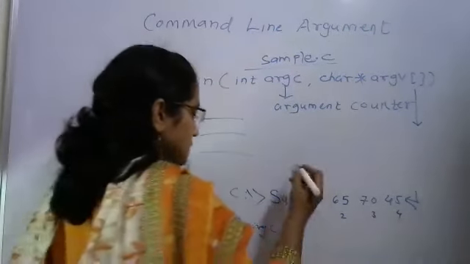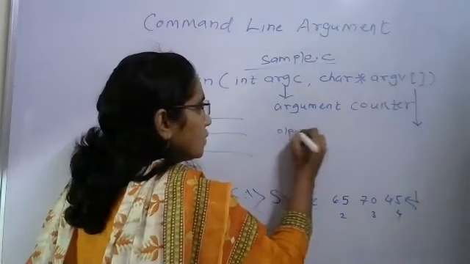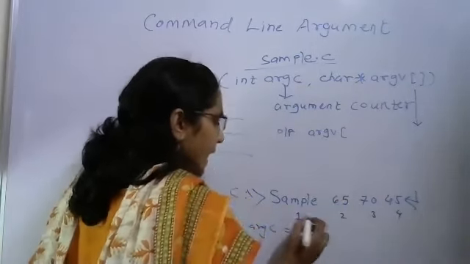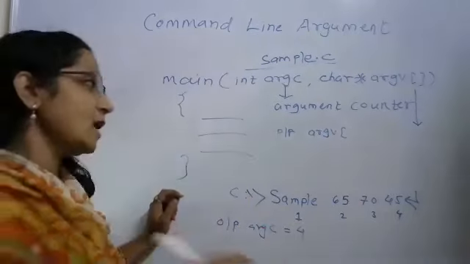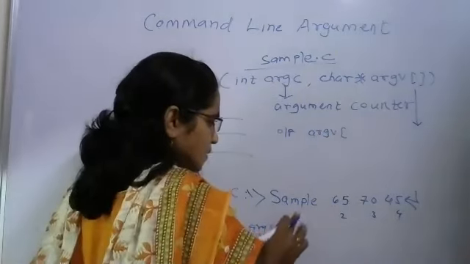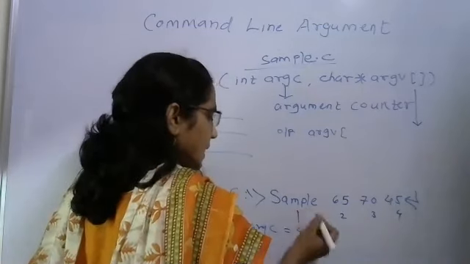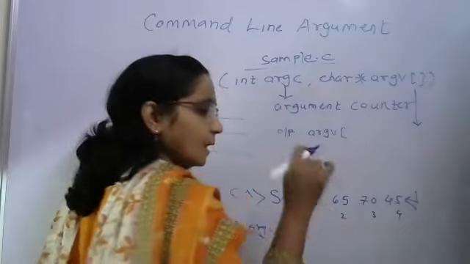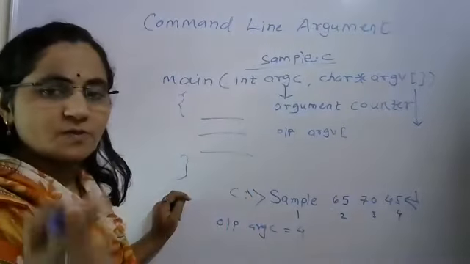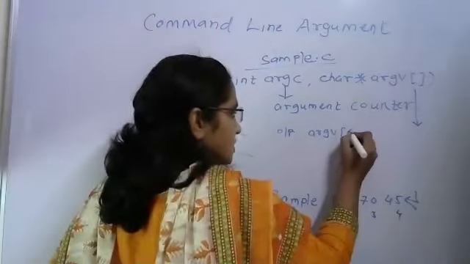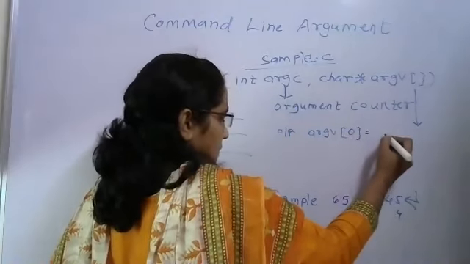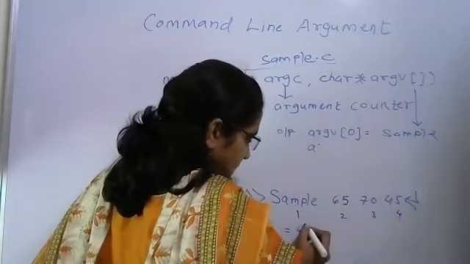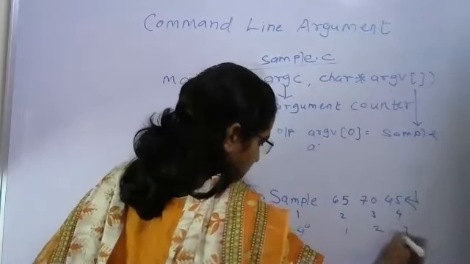So how is it stored? In the output, it will give you ARGV, and as it is an array, it starts from the 0 value. Yes, I counted from 1, 1, 2, 3, 4, but internally in program memory, it stores from the 0th value. So ARGV0, the value is sample. Then 0, 1, 2, and then 3.